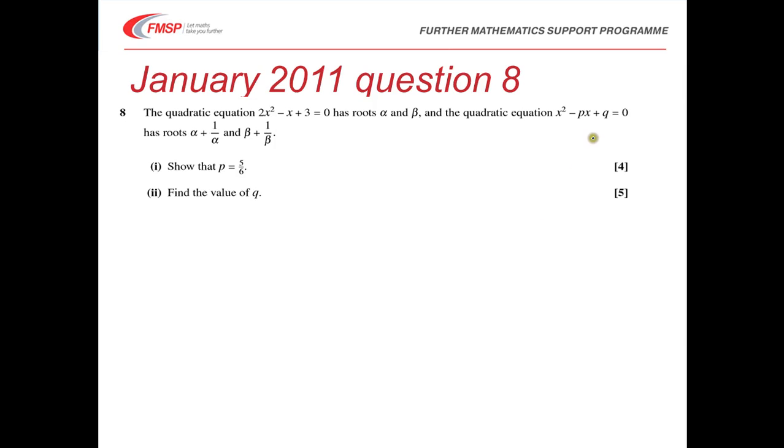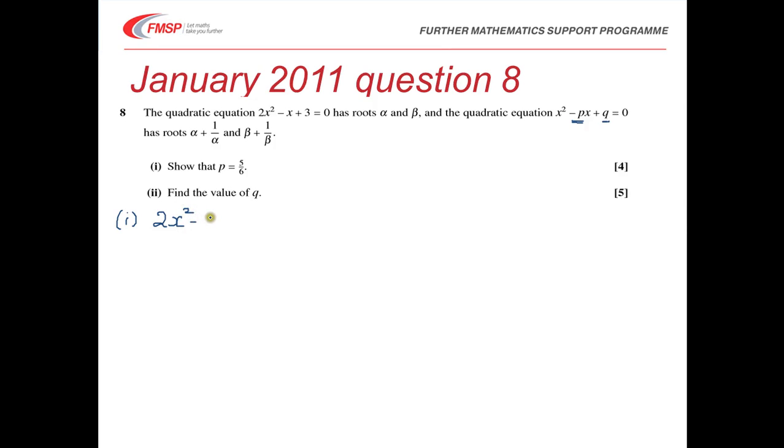So just be aware when we look at this equation, minus p is the coefficient of x, so that has got to do with the sum of the roots, and q is the constant term, so that has got to do with the product of the roots. So just be aware of that when you start the question. So if we look at the first part, we've got to show that p equals 5 over 6. So we've got 2 quadratic equations. We'll write down information that we have about each of them separately.